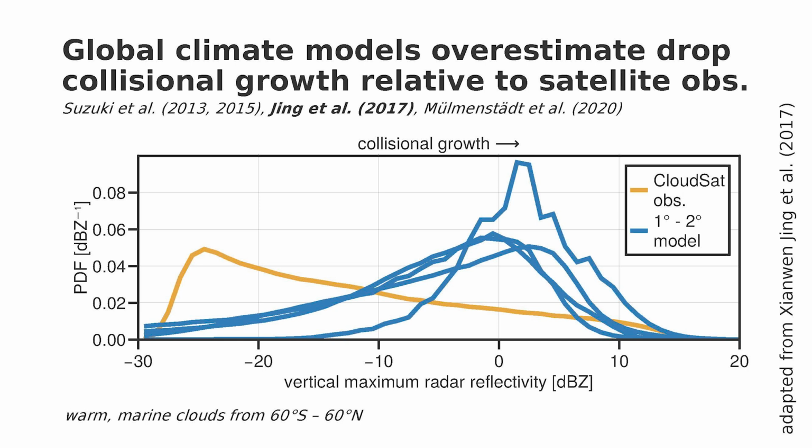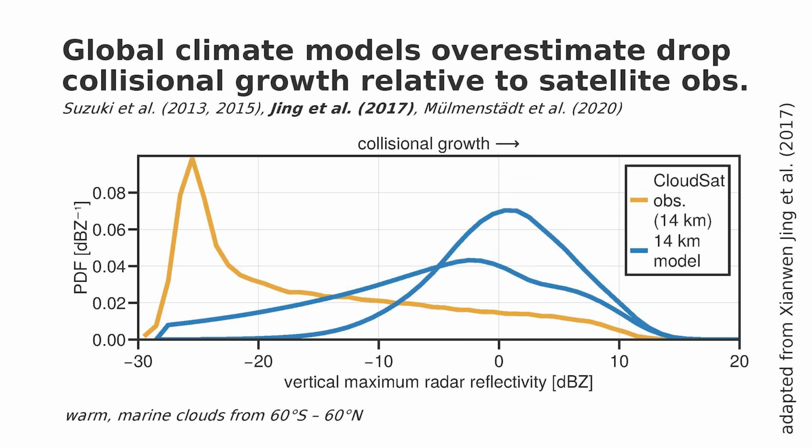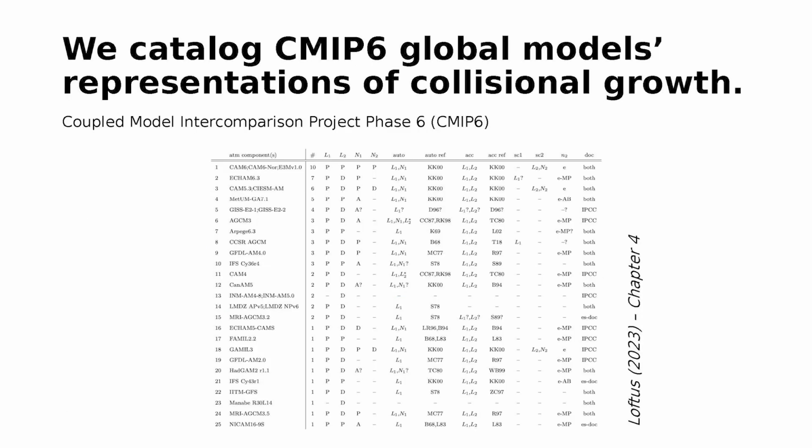And these are just warm marine clouds for reference. So these are 1 to 2 degree models, so kind of CMIP class. And here we are looking at a 14-kilometer model, which we still see has the same problems, suggesting this might have something to do with the microphysics rather than the macrophysics. And also these differences between these two PDFs are just coming from the same model, and we're just switching the autoconversion schemes.